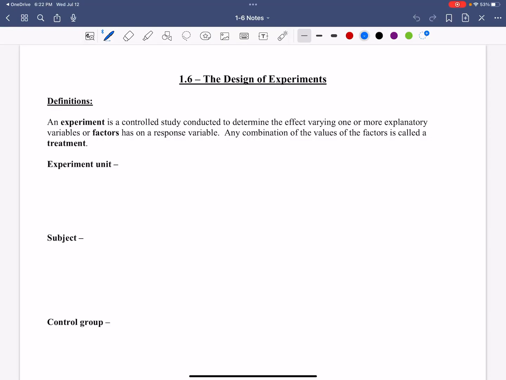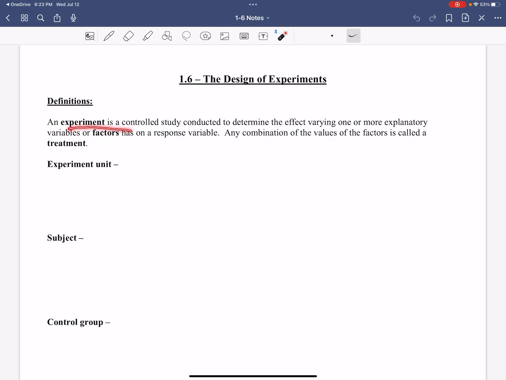Okay, we've had lots of definitions. We're not finished with those yet. However, all of that together is now going to let us design experiments. That's what this whole section is about, the design of an experiment. All the different pieces that go together in order to make a valid experiment. So without further ado, let's define experiment.